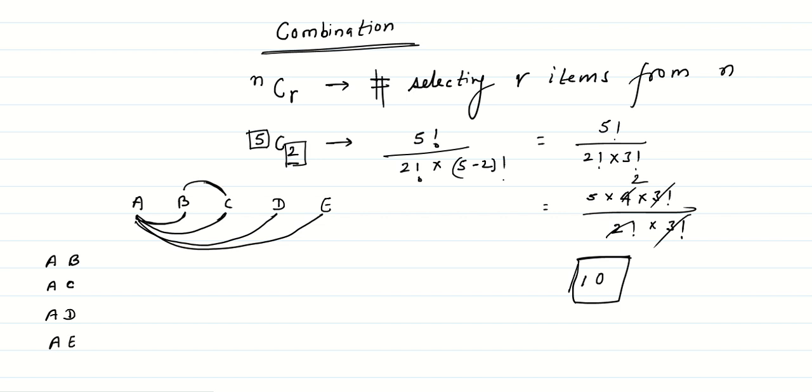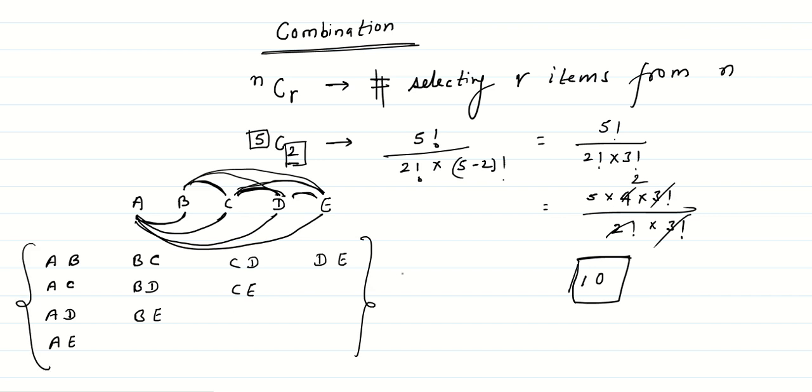Can I say also BC, BD, and BE? Can I say again CD and CE? Can I say again DE? So how many ways altogether? Can you count? 10. There are 10 ways. Okay, this is how you can solve it manually, right? But you can also use the formula, I can solve it as 5C2.